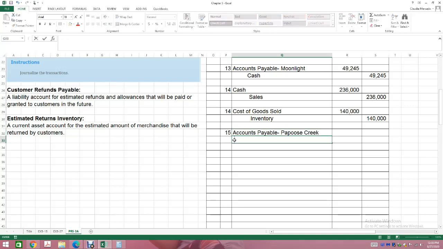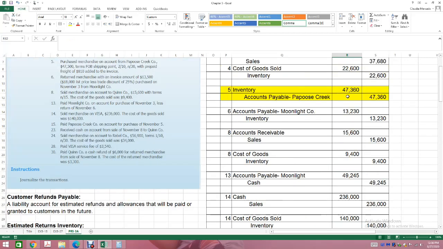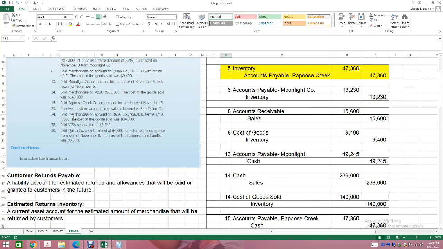And how do you usually make a payment? How do you all pay? We pay with cash. Cash is decreasing. We're going to credit it. And the amount of my entry for the 5th is $47,360. You have to go back to your original entry to figure out the amount. $47,360. Okay, so that happened on the 15th.